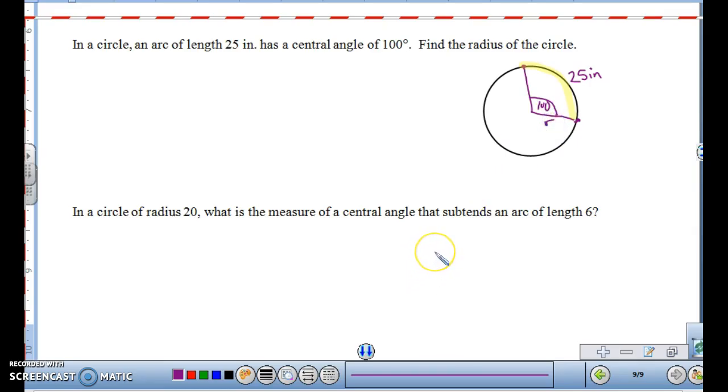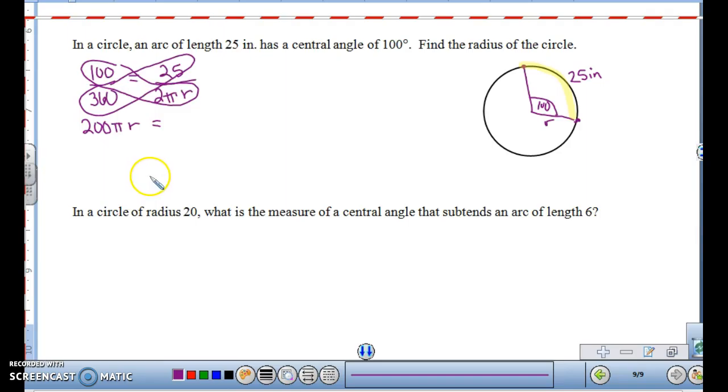Okay, so in order to figure this out, we have to compare the angles, which would be 100 out of 360. Now the arc length is the part of the circumference. So that's going to be 25 over 2 pi r. Because we're looking for r, we have to leave it as r. Now when we cross multiply, we get 100 times 2 pi r, which is 200 pi r, is equal to 360 times 25. 360 times 25 is 9,000.